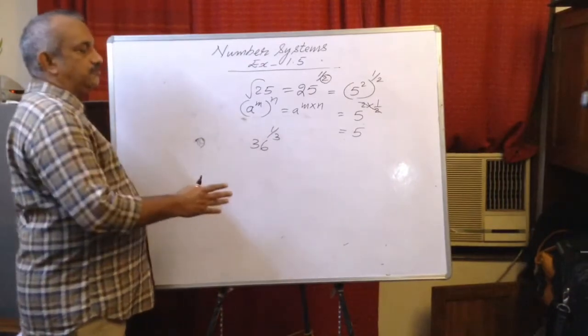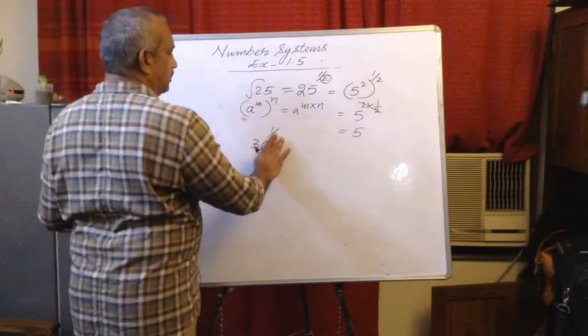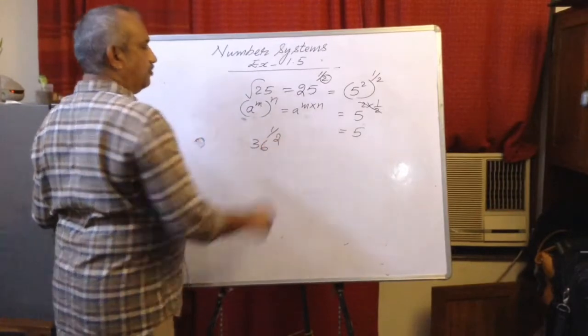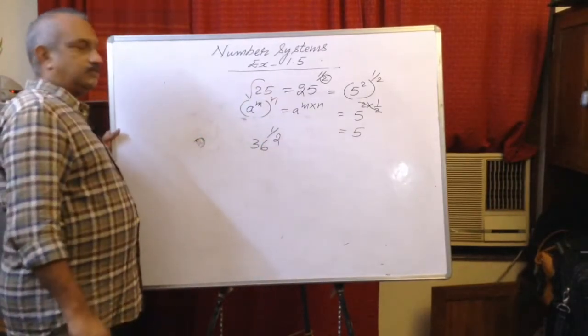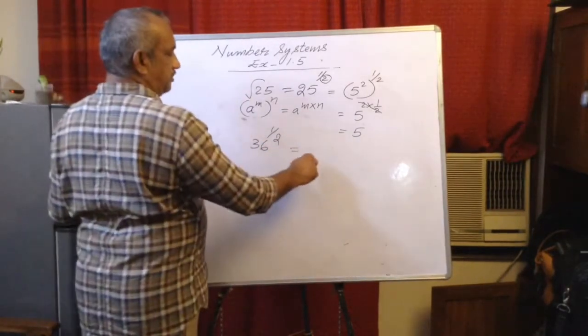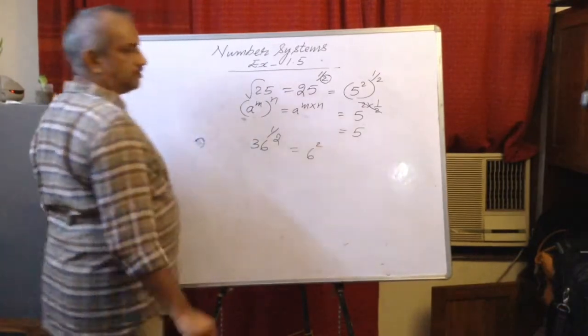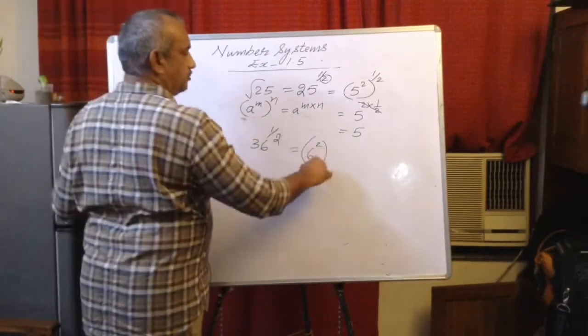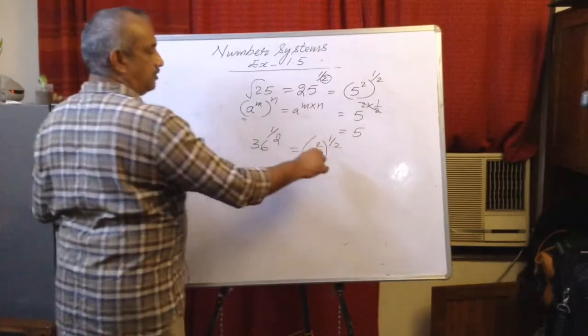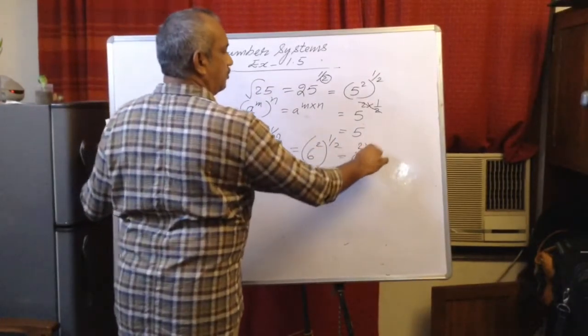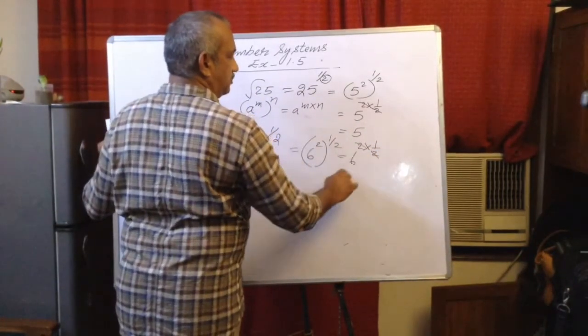So we cannot simplify. But if the question is 36 raised to 1 upon 2, we can easily simplify, because I will write in the place of 36, 6 square, because 6 square is 36, all raised to 1 upon 2. Same law, 6 raised to 2 into 1 upon 2, cancel, is equal to 6.